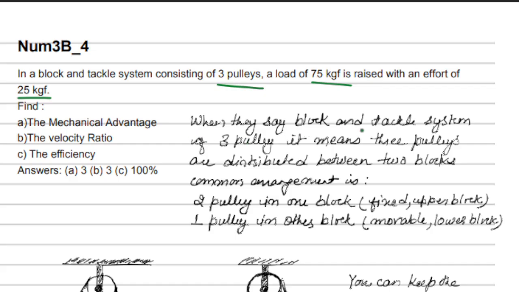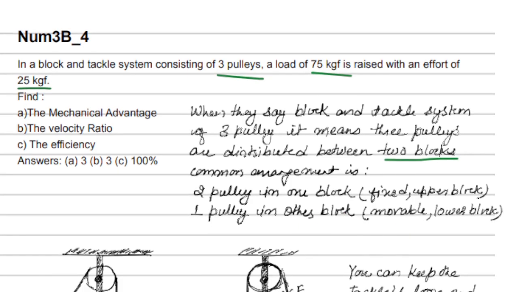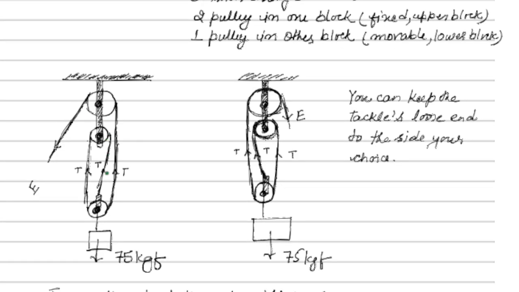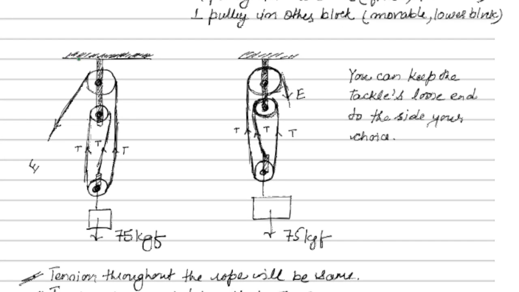First thing, when they say a block and tackle system of 3 pulleys, it means 3 pulleys are distributed between two blocks. A block and tackle system always has two blocks. The common and general arrangement which we will take is two pulleys in one block, fixed in the upper block, and one pulley in the lower block, which is movable. This is a diagram we need to show. So the diagram will be like that.